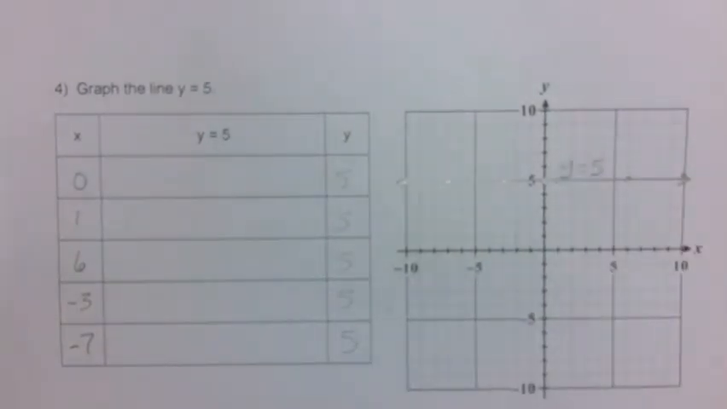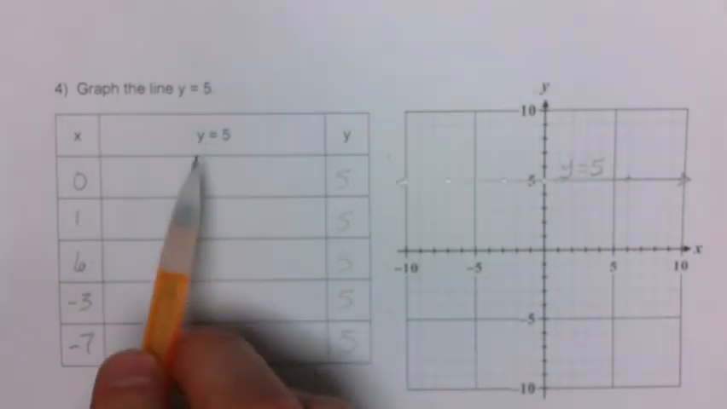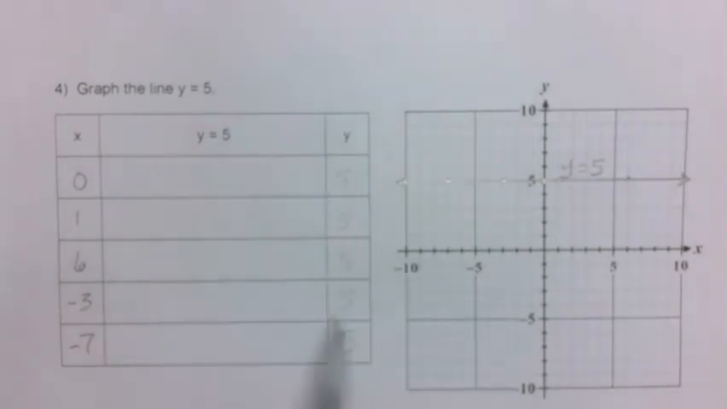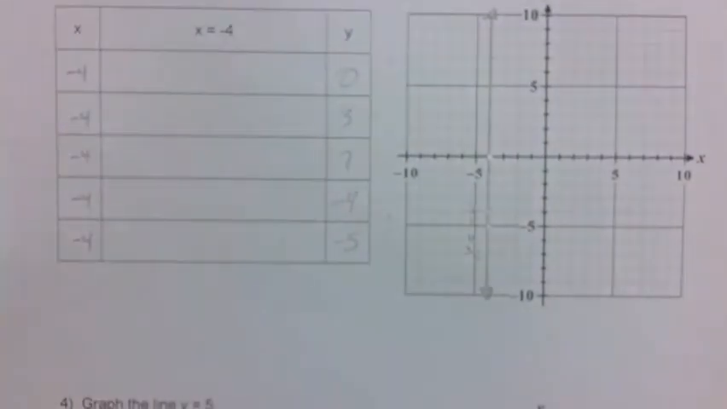So when we get these nice special lines, vertical lines and horizontal lines, coming up with the table of values is very easy because they've given you the rule. Y has to be 5. X has to be equal to negative 4.